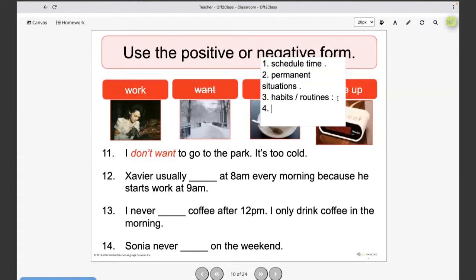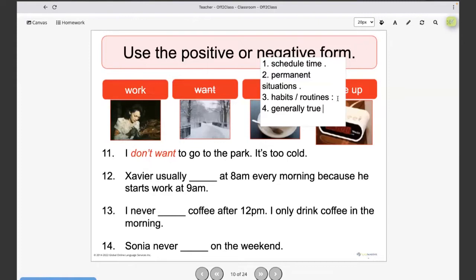Now for the last use of the present simple: when I'm talking about something generally true, a general truth or a scientific fact, anything that is true. For example, I can talk about myself: I hate lies. This is something true about me. I like pizza. This is something true about me, about my preferences, what I prefer. So this is generally true.